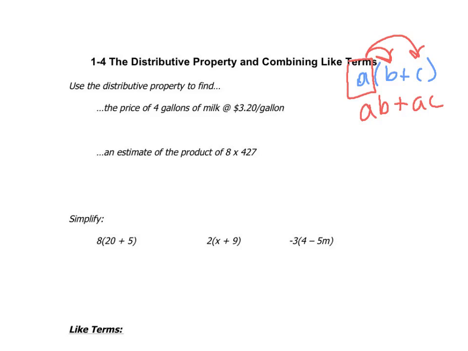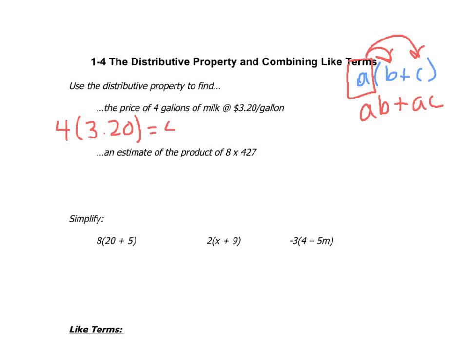So, some more real-world examples where this could apply. If you had numbers that were a little harder to deal with, like decimals and stuff, you could break it apart so that you could use the distributive property. So like here, 4 gallons of milk at $3.20 per gallon. Well, that's telling you to multiply $4 or 4 gallons times $3.20. But if you did that in your head, maybe you could do this, maybe you couldn't.